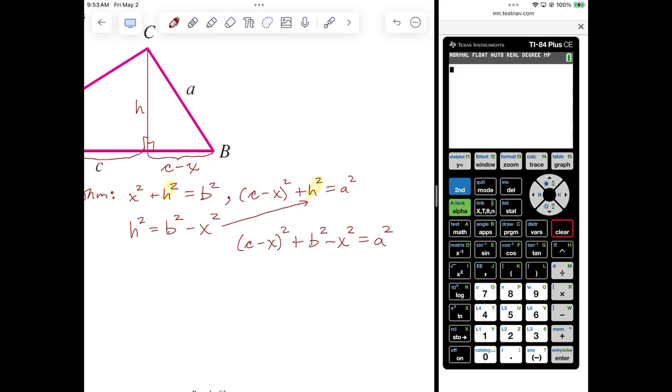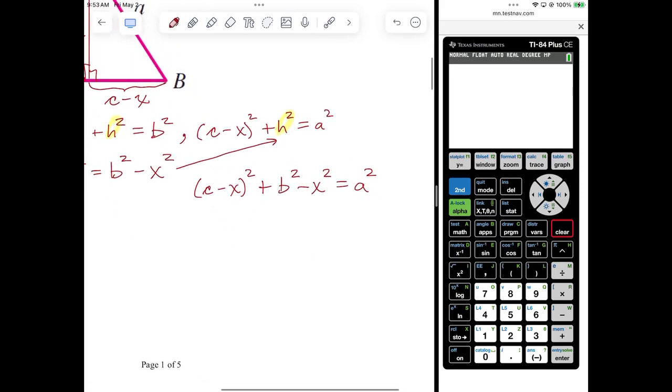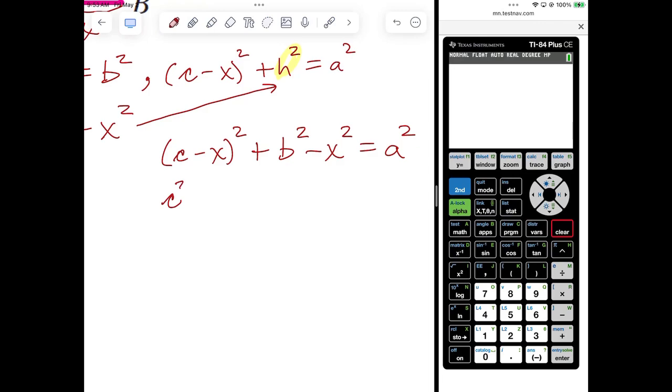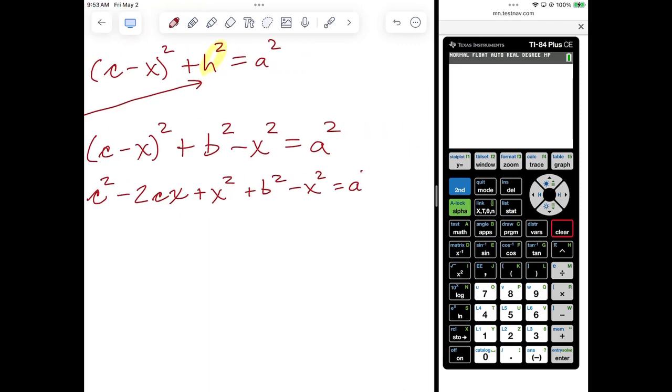Well, let's hold off on substituting x for something here because I want to expand out that first term, c minus x quantity squared. Y'all remember how to quickly square a binomial? Square, multiply, double, square. Little c squared is little c squared. You multiply and double and you get minus 2 little c x. And then you square negative x and you get positive x squared. And then it's still plus b squared minus x squared, and it still equals a squared.